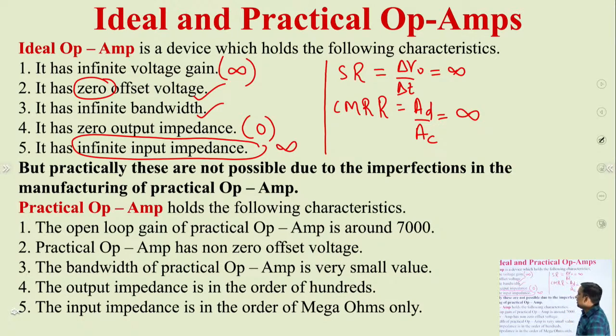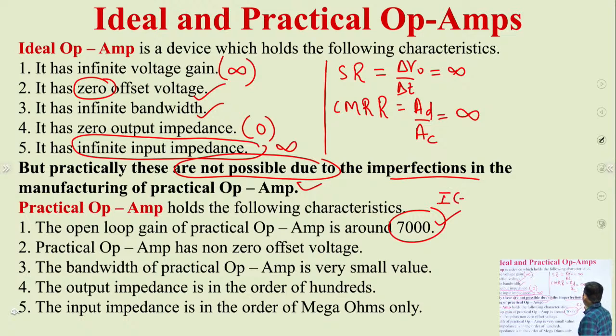But practically these are not possible. These specifications are not possible due to the imperfections in the manufacturing of the op-amp. So what happened? The gain we have seen is infinite. Here it is, let's say, of the order of 10 to the power 6, or around, let's say, 7000 to 10,000. Practical op-amps, if we are talking about the IC741, what happened?